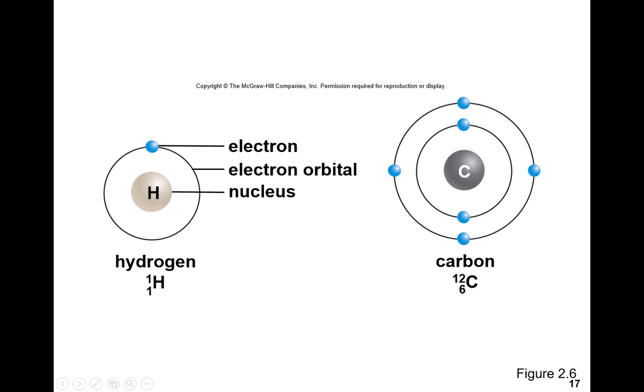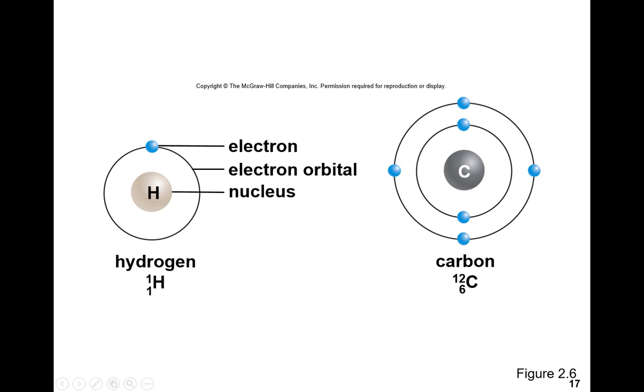So for hydrogen, if we have our atomic mass and atomic number, we subtract: 1 minus 1 is 0, so there are 0 neutrons. There's just 1 proton represented in this nucleus. If it is uncharged, we have an equal number of positive and negative charges, so we have 1 electron. This is about as simple as you can get with hydrogen. Notice that we have 1 electron in this first shell or energy orbital.